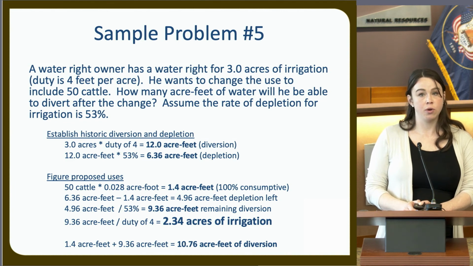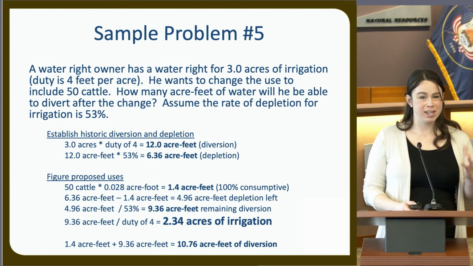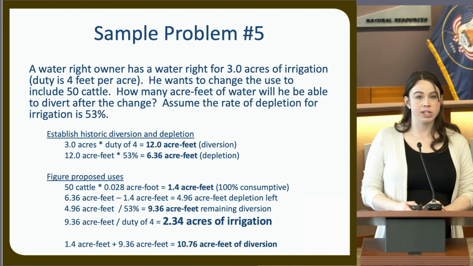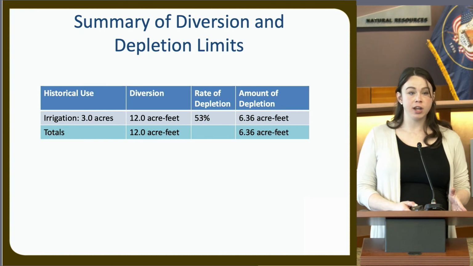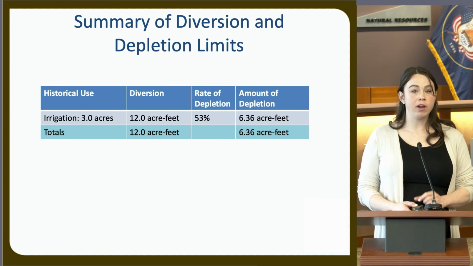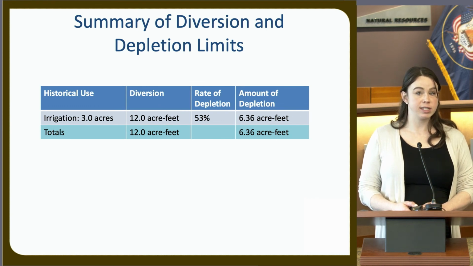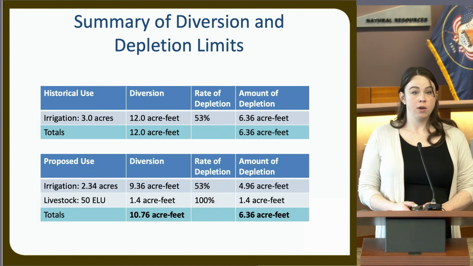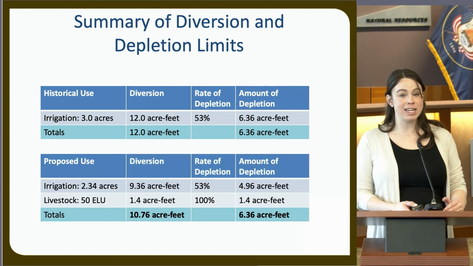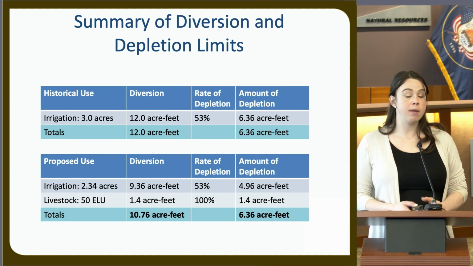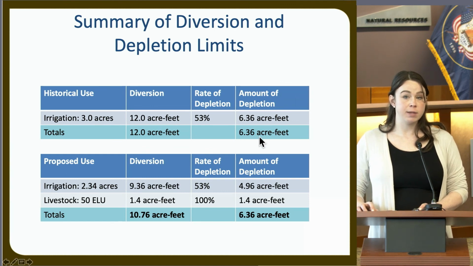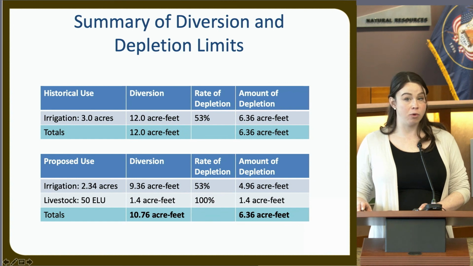And I have put these into some charts to make it a little more clear, because this is kind of a difficult concept to understand. So again, historically, remember, it was all irrigation. He had the 3 acres, the 12 acre feet he was pulling. That rate of depletion was 6.36 acre feet. With his proposed change, where he adds in that livestock, which is 100% consumptive, he is only able now to divert 10.76 acre feet, so that the depletion remains at 6.36 acre feet. So he can't divert as much, but he is not depleting any more than he should.